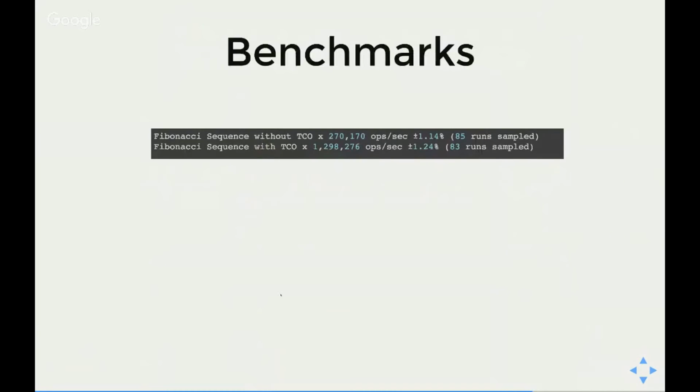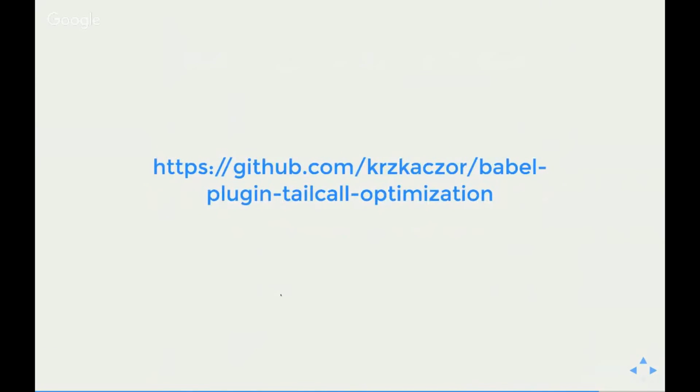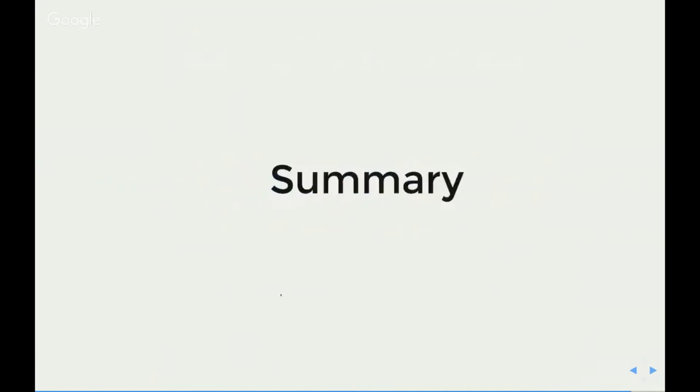So, what are the benchmarks? It turns out that it's almost 5 times more performant after TCO optimization with the plugin. So it's quite a huge gain for free for just adding one dependency to our project. Yeah, what about mutual recursion? Nope, it doesn't support it. I think it's not a huge problem, because even Scala, a functional language running on the JVM, doesn't do this. So I guess it's not a huge problem. Here's a link to the plugin.